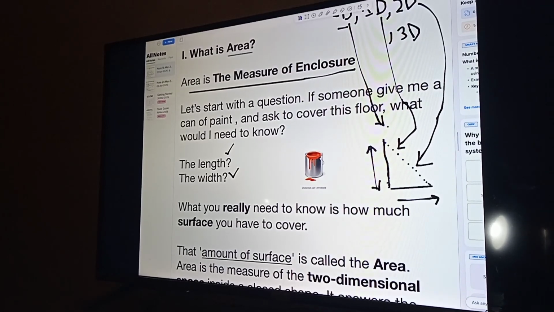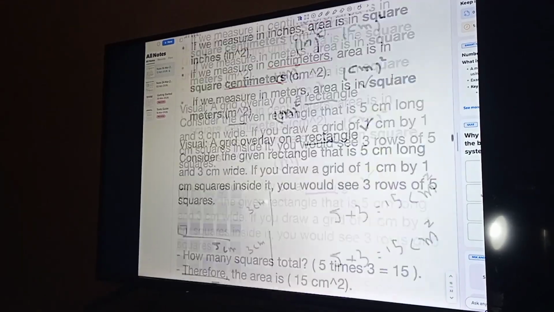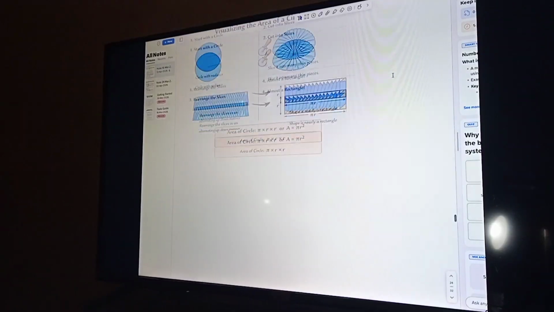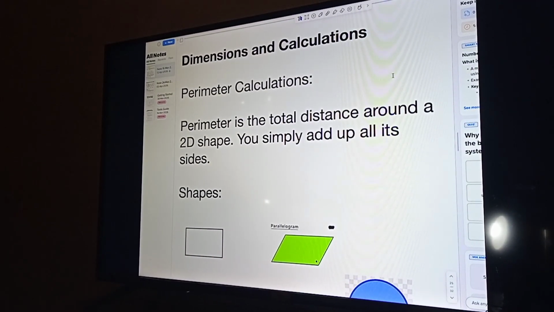Hi everyone. In the previous lecture, we discussed how to calculate the area of common 2D shapes. In today's lecture, we will move one step further and learn about the perimeter of those same shapes.